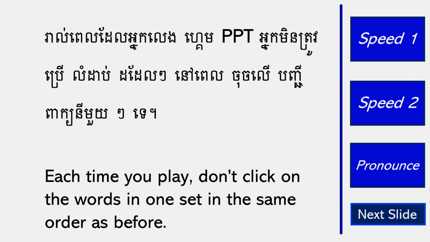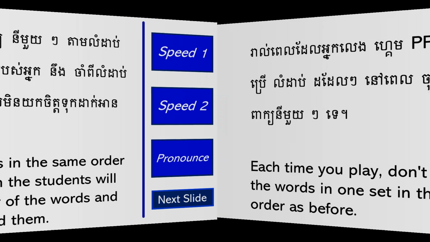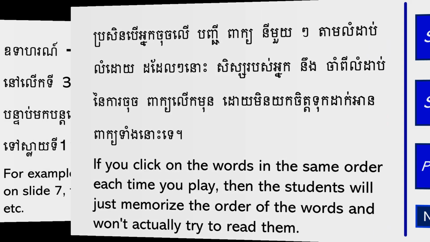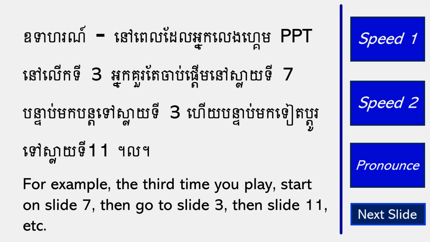Each time you play, don't click on the words in one set in the same order as before. If you click on the words in the same order each time you play, then the students will just memorize the order of the words and won't actually try to read them. For example, the third time you play, start on slide 7, then go to slide 3, then slide 11.